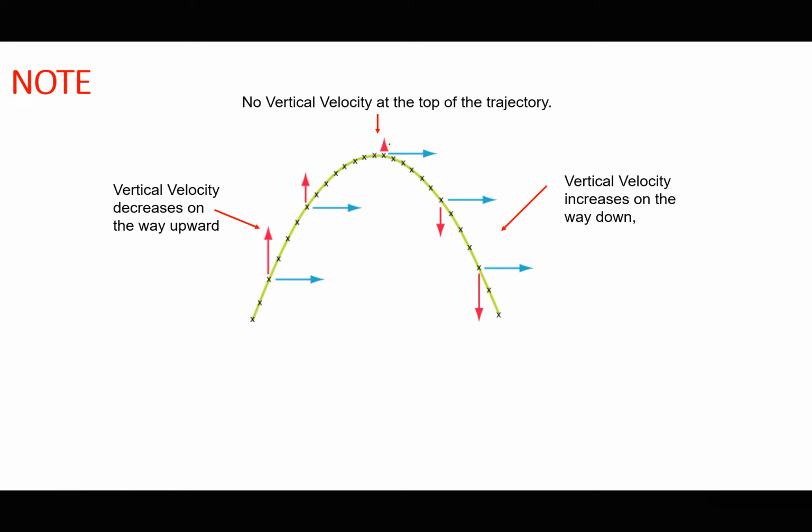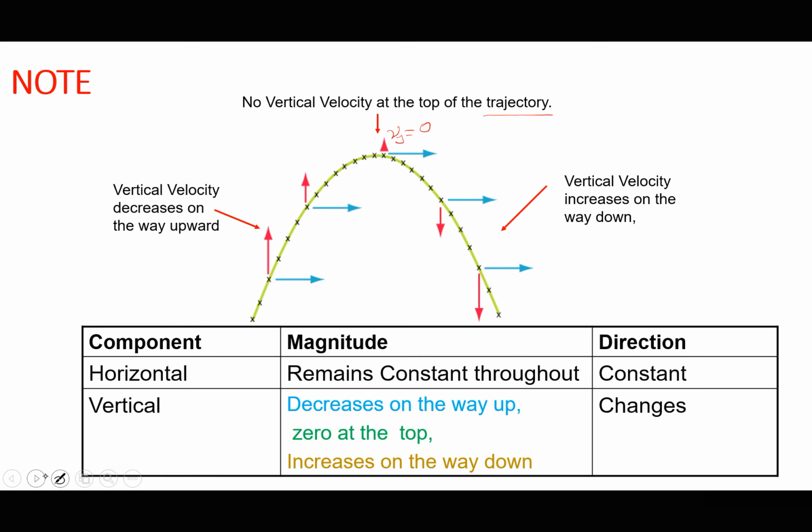At the highest point, or at the top of the trajectory, or at the top of the journey, the velocity in the vertical, we saw it was zero. But look at the blue arrows, which are showing the velocity in the horizontal. They have remained the same length throughout the motion, which means that the velocity in the horizontal remains the same throughout the motion.